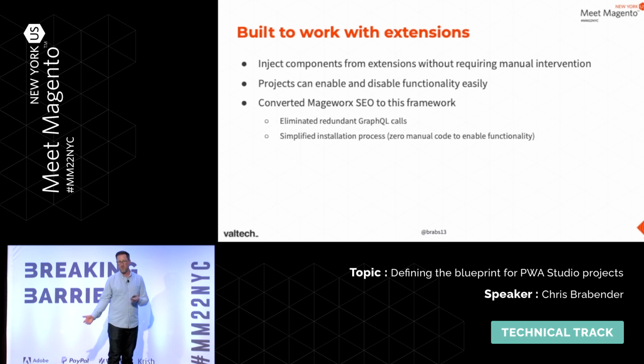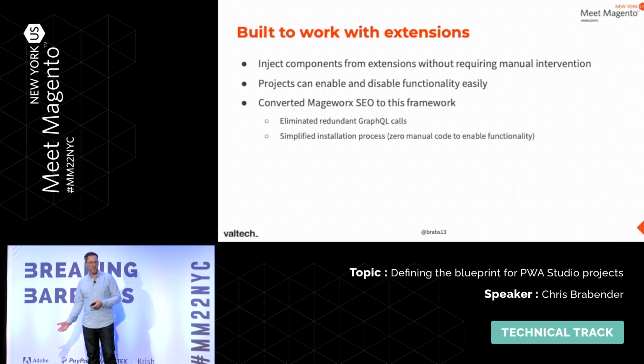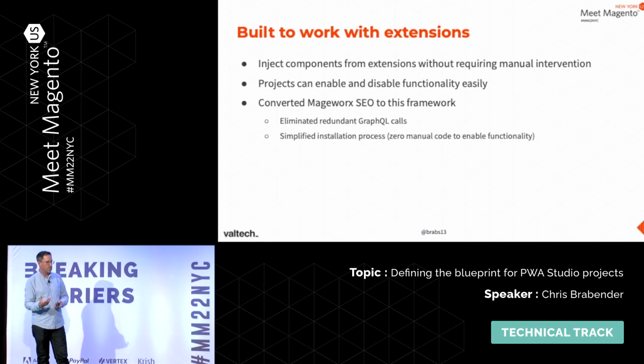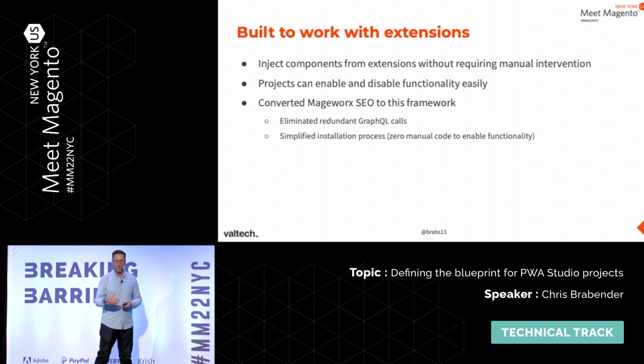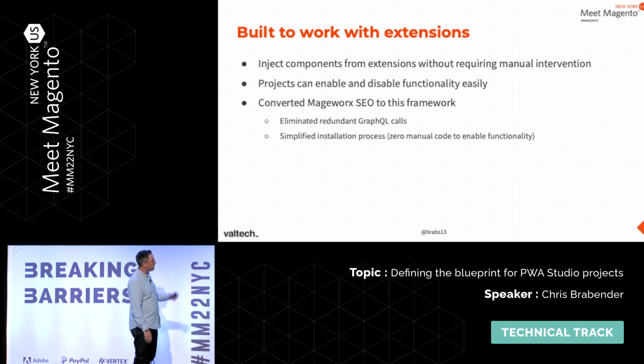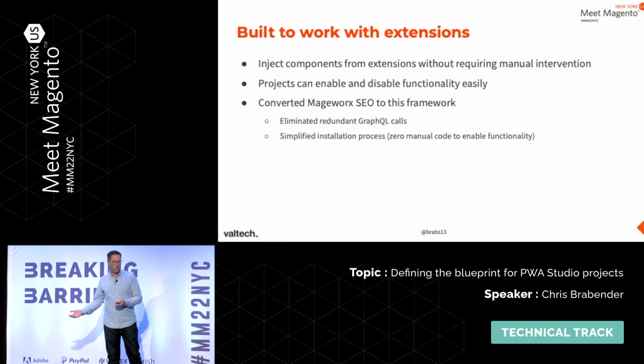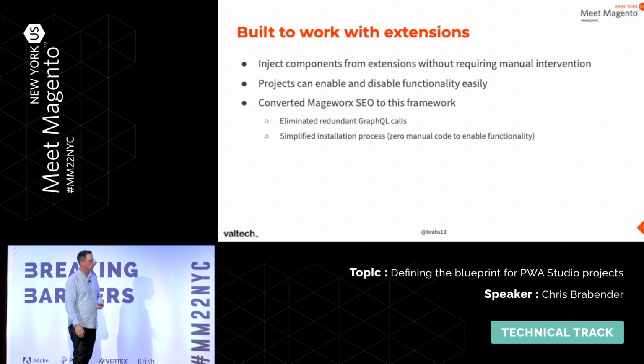Projects can then enable and disable particular functionality provided from extensions. We have naming around, basically like a layered XML has a name associated with that. We've introduced that into targetables, so you can enable and disable particular targetables overrides or whatever it may be through this framework. And as an example, we converted the MageWorks Ultimate SEO that was available on GitHub. We converted it onto this framework. We eliminated redundant GraphQL calls, so we include the MageWorks attributes directly in the original product call, and we simplified the overall installation process.